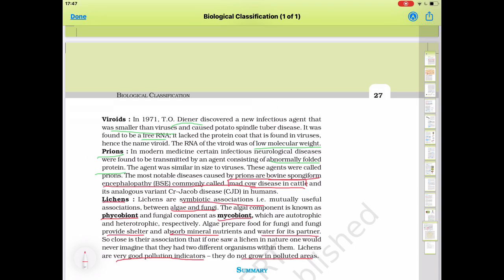With this, we have completed our chapter Biological Classification. Attempt the exercise questions. If any doubt, you can ask. Next time, we will start with the next chapter, that is Plant Kingdom.